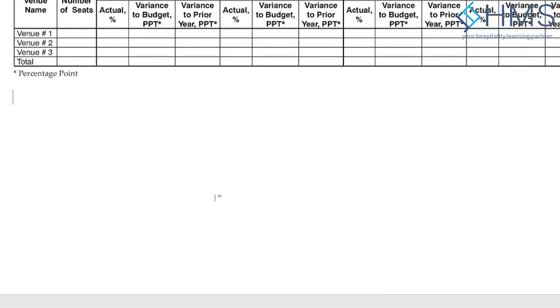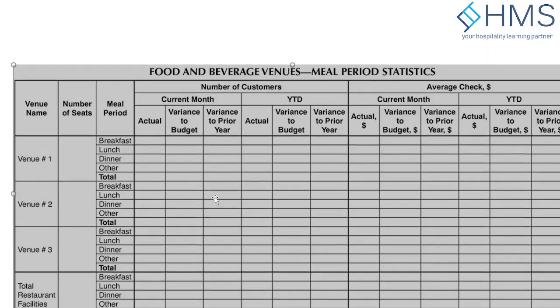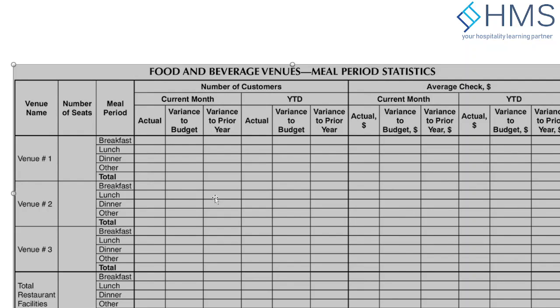And then you have the other metrics such as the revenue and departmental profit statistics by venue. So you may have more than one outlet in the hotel. You want to understand what are the covers, average check, and the F&B cost for each venue, and also the departmental profit percentage. That's important understanding. And then you have meal periods. So the more details you keep in here, the easier it is to analyze.